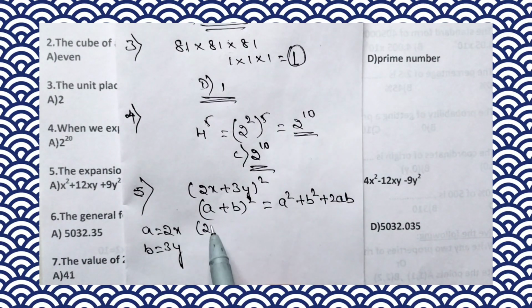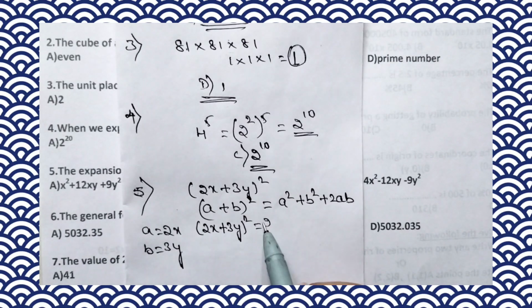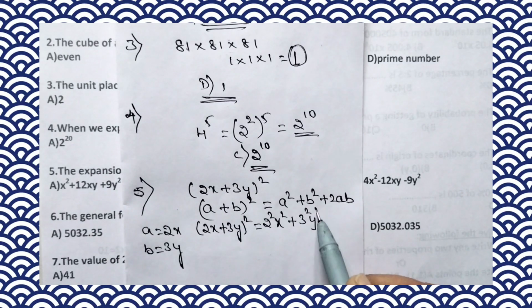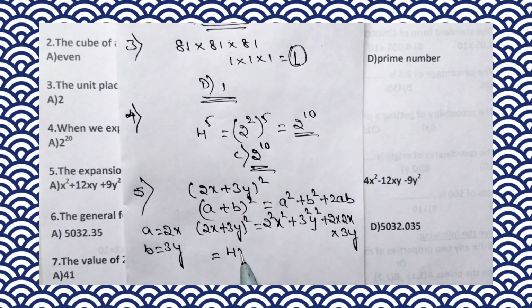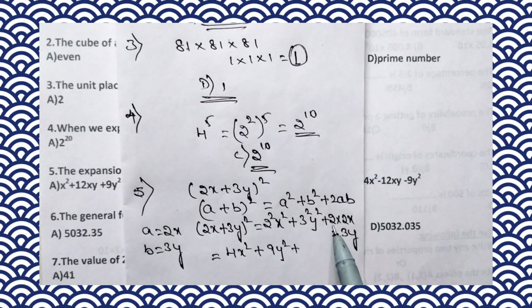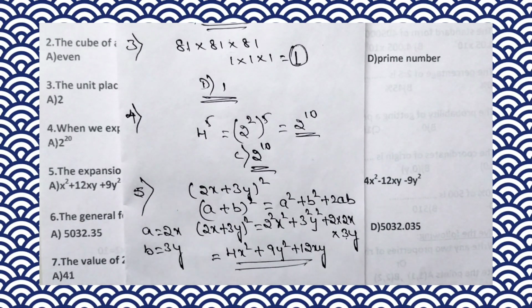a is 2x, b is 3y, whole square: a square is 2 square x square, plus b square is 3 square y square, plus 2 into a, 2x, into b, 3y, that is equal to 2 square is 4x square plus 3 square is 9y square plus 2 2s are 4, 4 3s are 12, x into y is 12xy. So 4x square plus 9y square plus 12xy is the right answer.